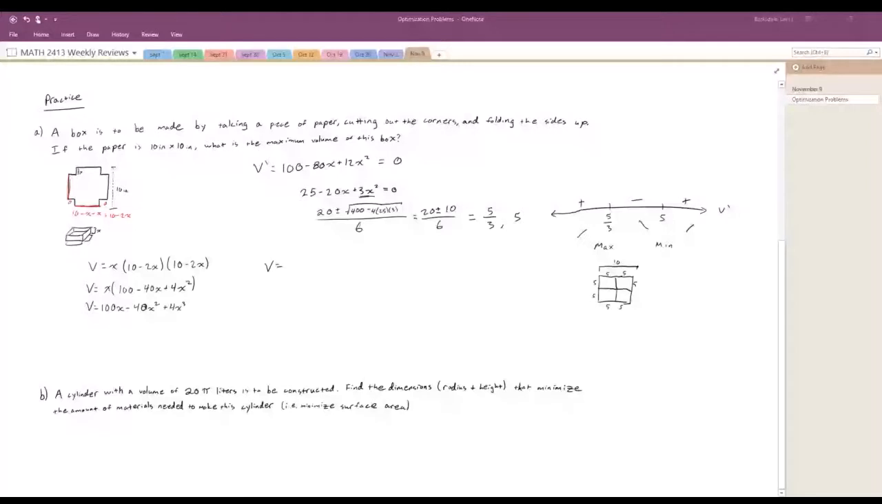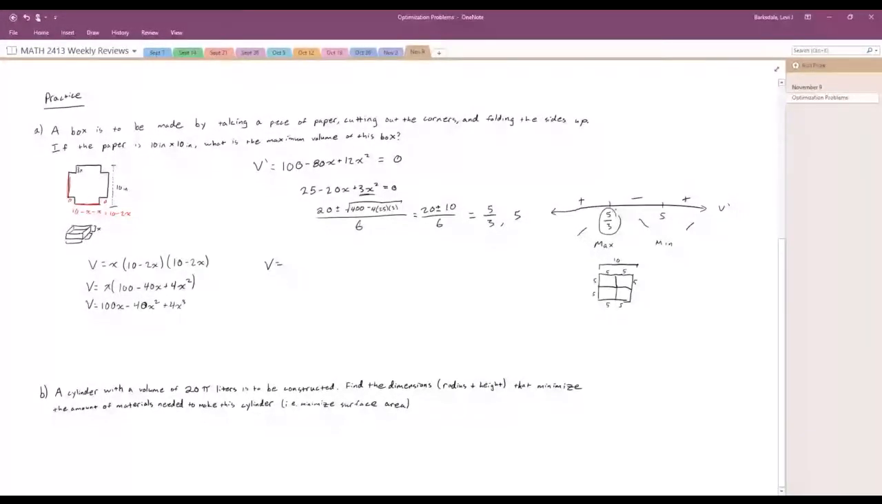These were just the potential critical values of the amounts that we could cut away that would give us our maximum and our minimum. In this case, we found that if we cut out 5/3 from each corner, that would give us a maximum, and if we cut out 5 from each corner, that would give us a minimum. So because 5/3 is the maximum, 5/3 is the amount that I'm going to cut away. Does that clarify things for you?